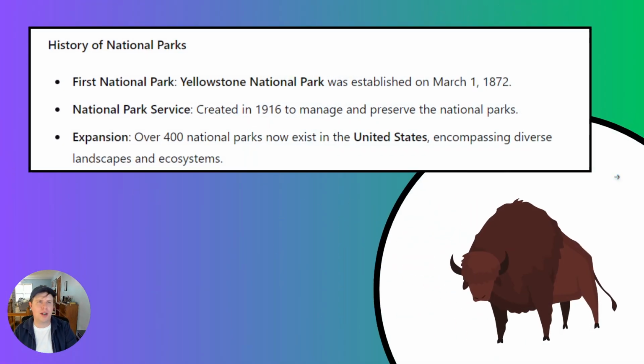Some history of national parks. The first national park was Yellowstone National Park, established on March 1st, 1872. The National Park Service, which maintains them, was created in 1916 to manage and preserve the national parks. And as far as expansion after Yellowstone, over 400 national parks now exist in the United States, encompassing diverse landscapes and ecosystems. You can find national parks everywhere, and basically every type of environment that you're going to find in the United States is probably going to be protected within at least some national park out there.